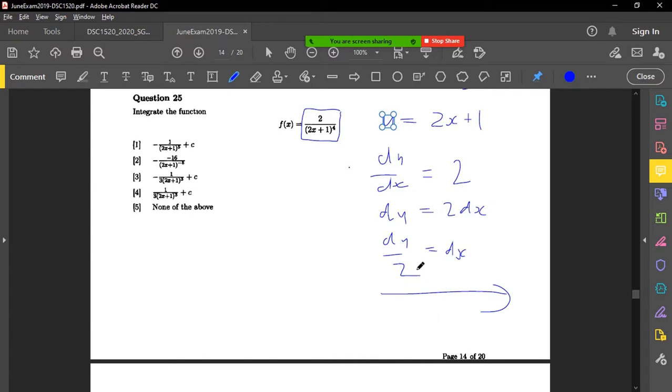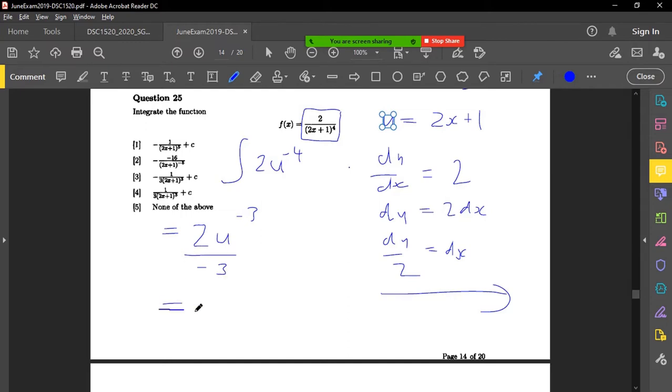Does that make sense? Yeah. Okay, and then you've got the integration of, what is it? It is 2u to the minus 4. So that's going to give me 2 to the u minus 3 over minus 3. Does that make sense? Yep.